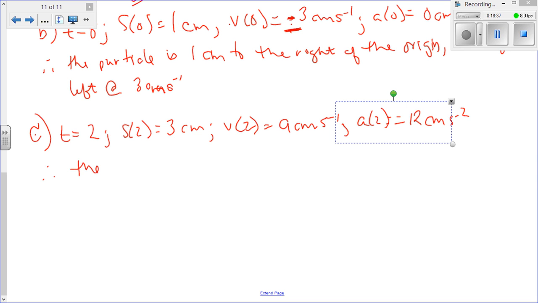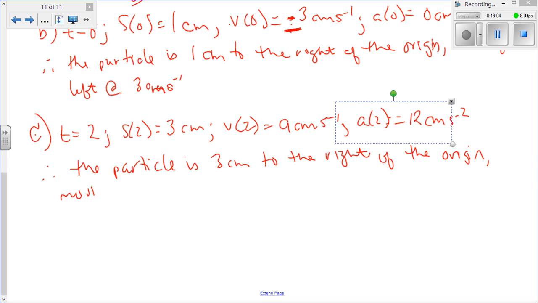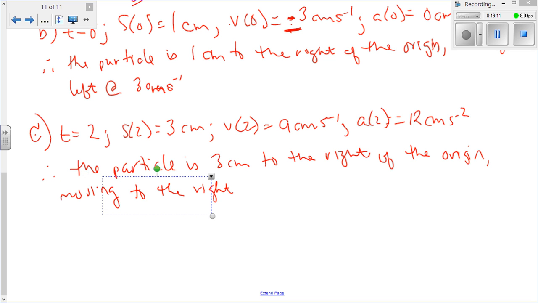Therefore, the particle is 3 centimeters to the right of the origin, moving to the right at 9 centimeters per second, and my speed is increasing.